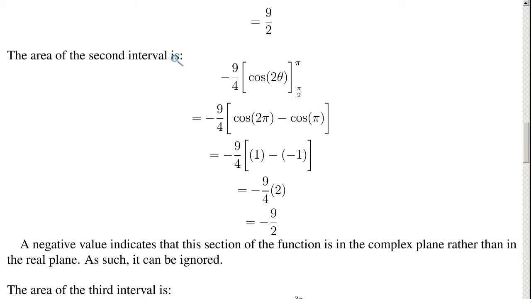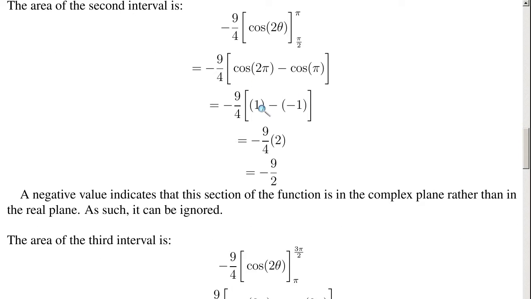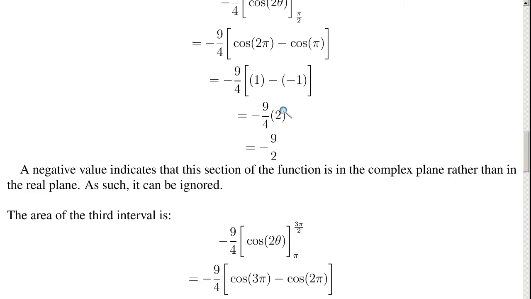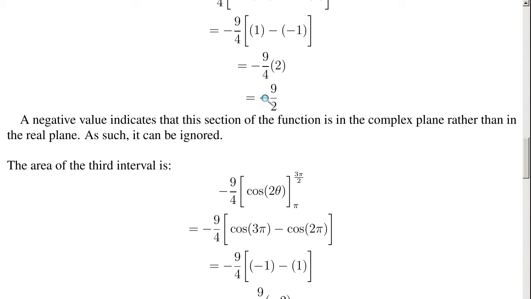Now we look at the second interval. We do the same thing, but this time our boundaries are upper limit pi, lower limit pi over 2. When we substitute the pi in for theta, we get cos 2 pi. Upper limit, lower limit, we get pi over 2 times 2, which is pi. Cos 2 pi minus cos pi. Cos of 2 pi is 1. Cos of pi is -1. 1 minus -1 is 2. 2 times -9/4 is -9/2.